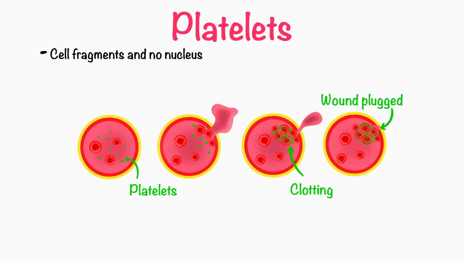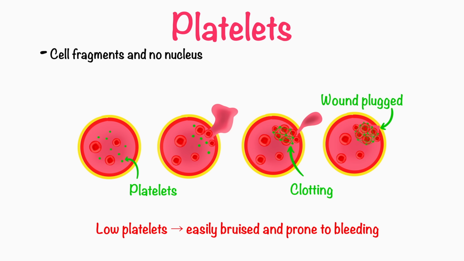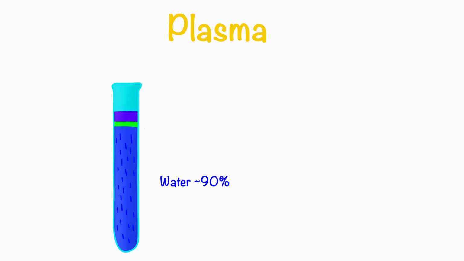Platelets gather at the site of injury and stick together, forming a plug that helps seal the wound. People with low platelet counts may experience excessive bleeding or bruising, highlighting the importance of these tiny cell fragments. The final component is plasma, the liquid portion of blood.